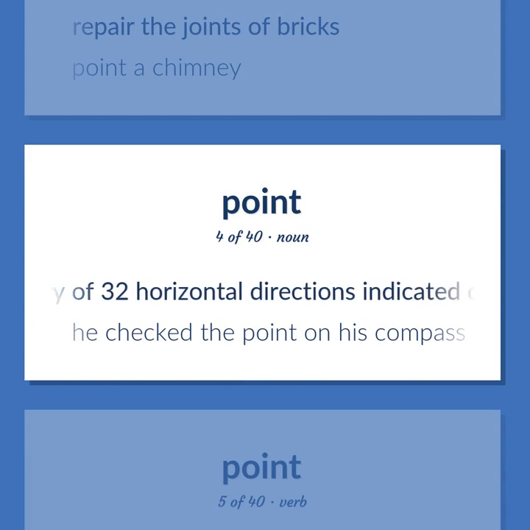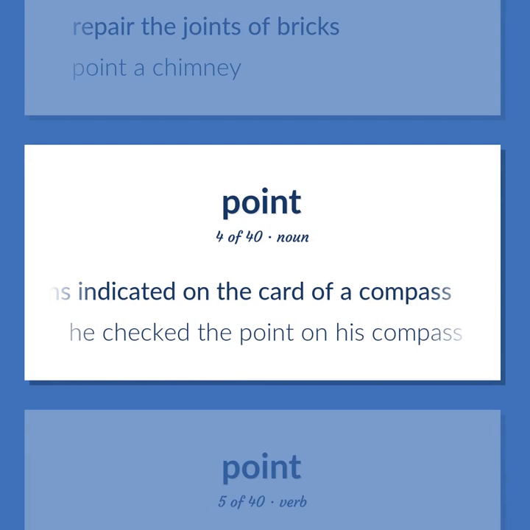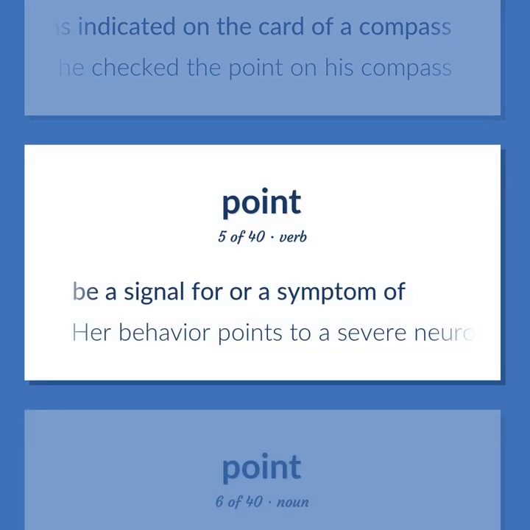Any of 32 horizontal directions indicated on the card of a compass. He checked the point on his compass. Be a signal for or a symptom of. Her behavior points to a severe neurosis.